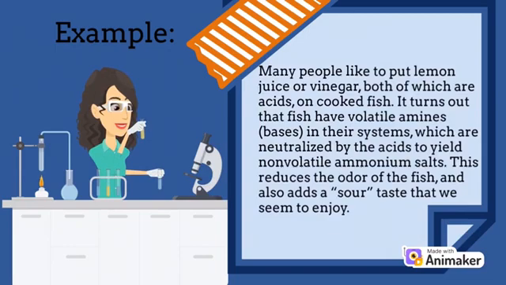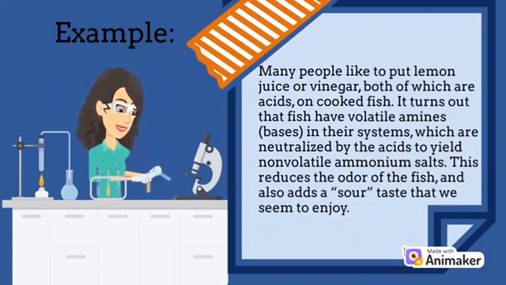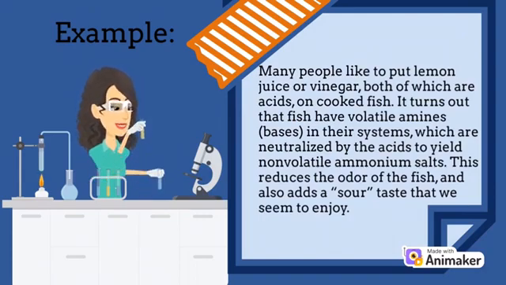Next example is, many people like to put lemon juice or vinegar, both of which are acids, on cooked fish. It turns out that fish have volatile amines in their systems, which are neutralized by the acids to yield non-volatile ammonium salts. This reduces the odor of the fish and also adds a sour taste that we seem to enjoy.